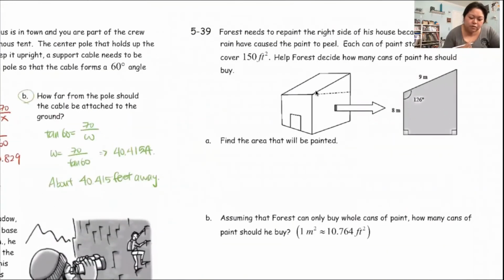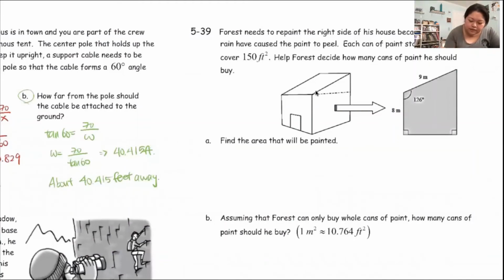Forrest needs to repaint the right side of his house because sunlight and rain have caused the paint to peel. Each can of paint states that it will cover 150 square feet. Help Forrest decide how many cans of paint he should buy. So we got to figure out how much area he needs to paint, right? So find the area that would be painted.